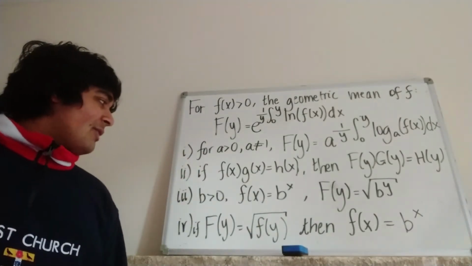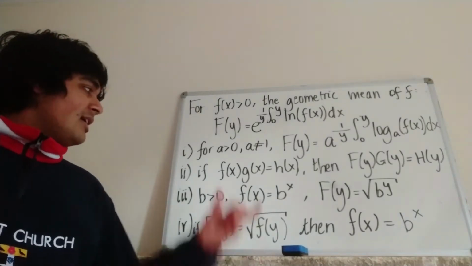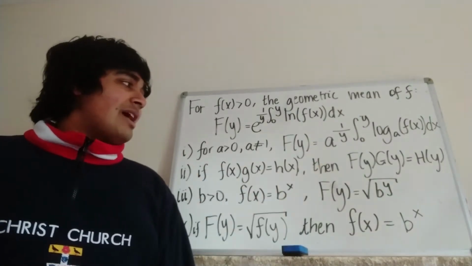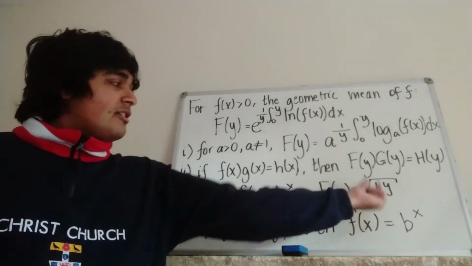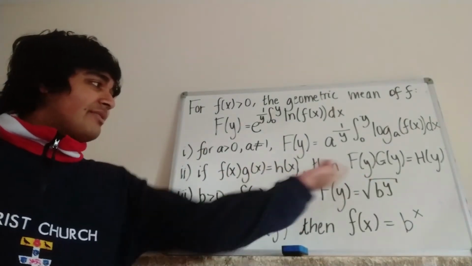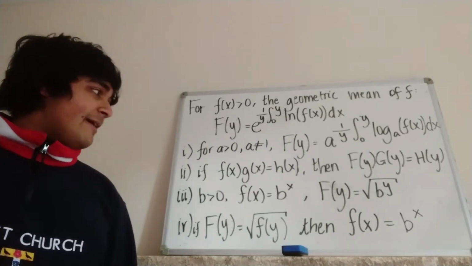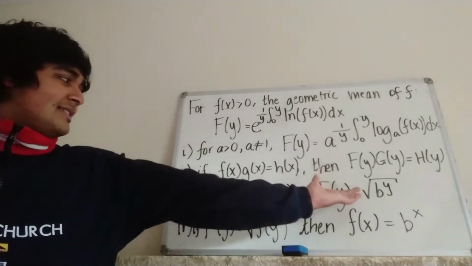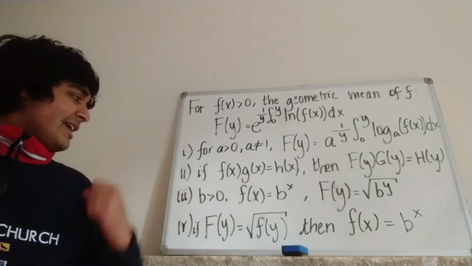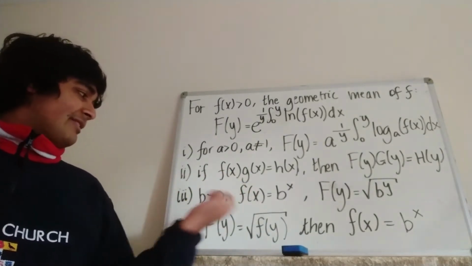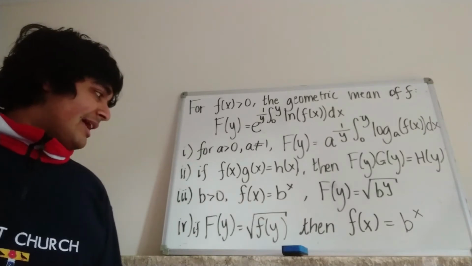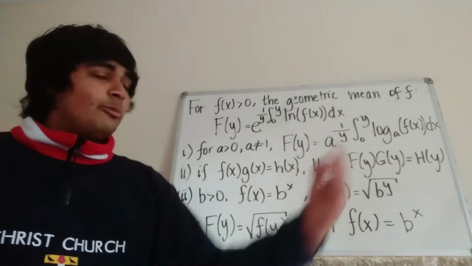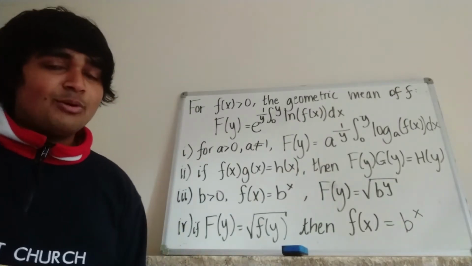Part 3, where b is some positive number. If we have f of x equals b to the power of x, then we want to show that capital F of y is the square root of b to the y, so the geometric mean of little f is just the square root of b to the y. And for part 4, we want to do the converse of part 3. In other words, if the geometric mean of little f can be written as the square root of little f, then little f of x must be of the form b to the power of x, where b is some positive number.